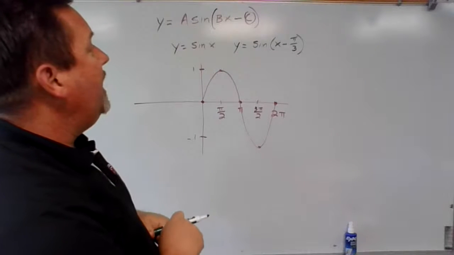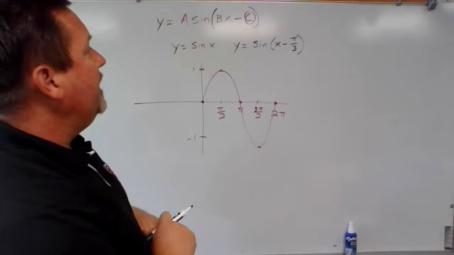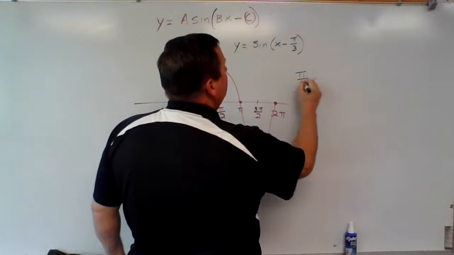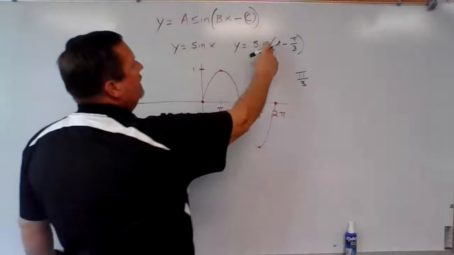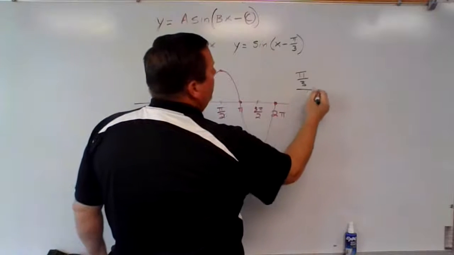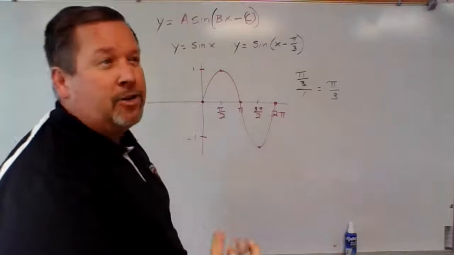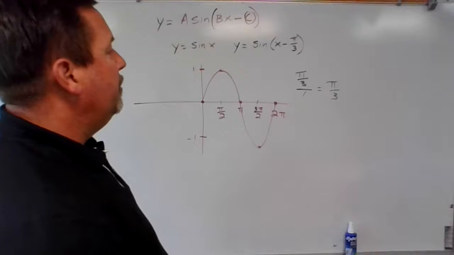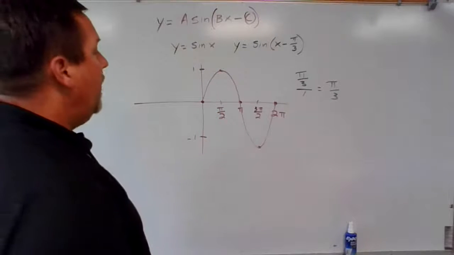And the way I find out how much it's going to shift is I do C, pi over 3, divided by B. Well, my B is just 1. And again, I realized I picked a nice, easy number. Pi over 3 divided by 1 is pi over 3. So my phase shift, this whole thing is going to shift over pi over 3.